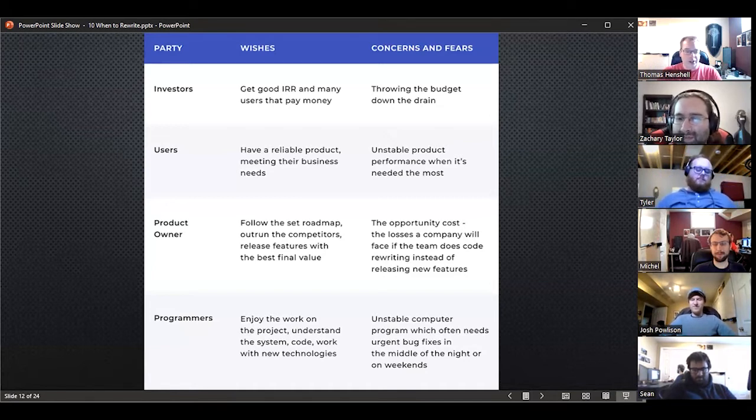And what are your concerns and fears? An unstable program, which often needs urgent bug fixing in the middle of the night or the weekends. That is definitely true in business software where, like, hey, we can't do our budget update this quarter. You've got to fix it now. Or when I would get calls at grocerygateway.com, the site's down. We need it fixed immediately. Doesn't matter what time of day that was, right?